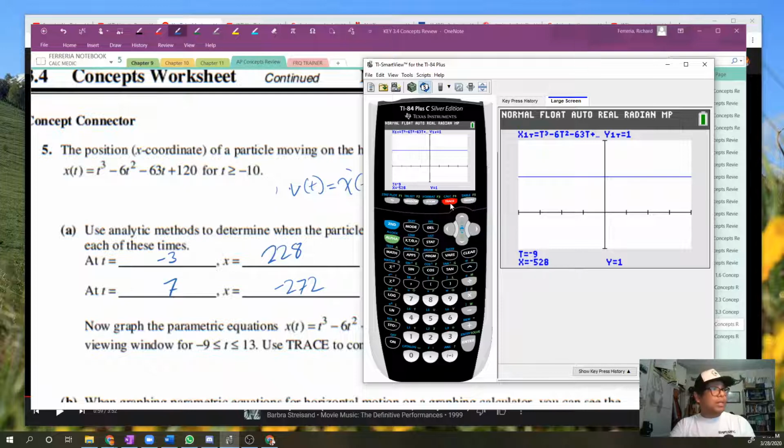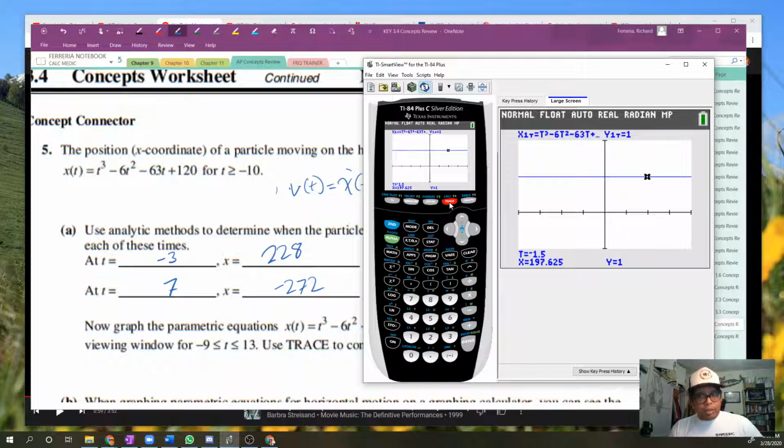Let's go to when t equals -3. All right, and look down over here. Notice that t equals -3, the x-coordinate is 228, which is what we predicted with our analysis. I'm going to back up t to like -3.1, -3.2, and notice the x-coordinate is increasing as we get closer to -3. And now that we're at -3 and we keep increasing, that x-coordinate should start decreasing. Yeah, it does.